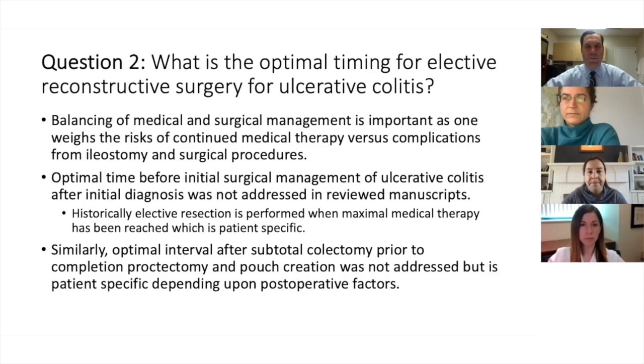Our second question was, what is the optimal timing for elective reconstructive surgery for ulcerative colitis? Optimal timing is important as we balance the risk of medical and surgical management, and we wanted to discuss when the timing of surgery should occur for initial subtotal colectomy or during the interval timing between subtotal colectomy and restorative pouch. Historically, this is done when maximal medical therapy has been reached. Similarly, for the optimal interval between restorative proctocolectomy following subtotal colectomy, that's really patient specific. No studies answer those questions.